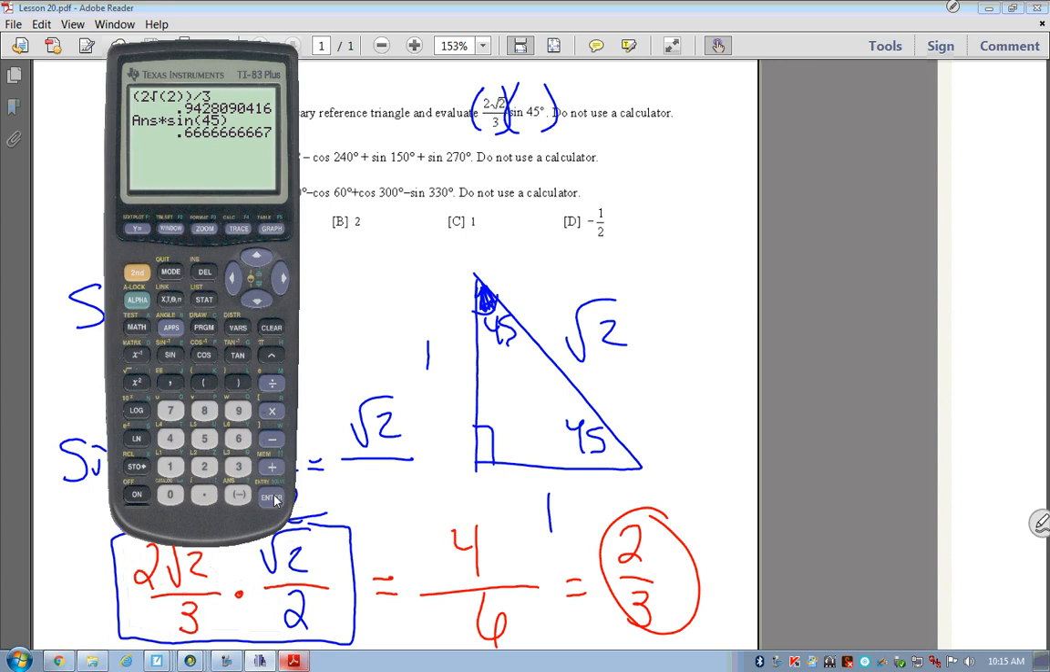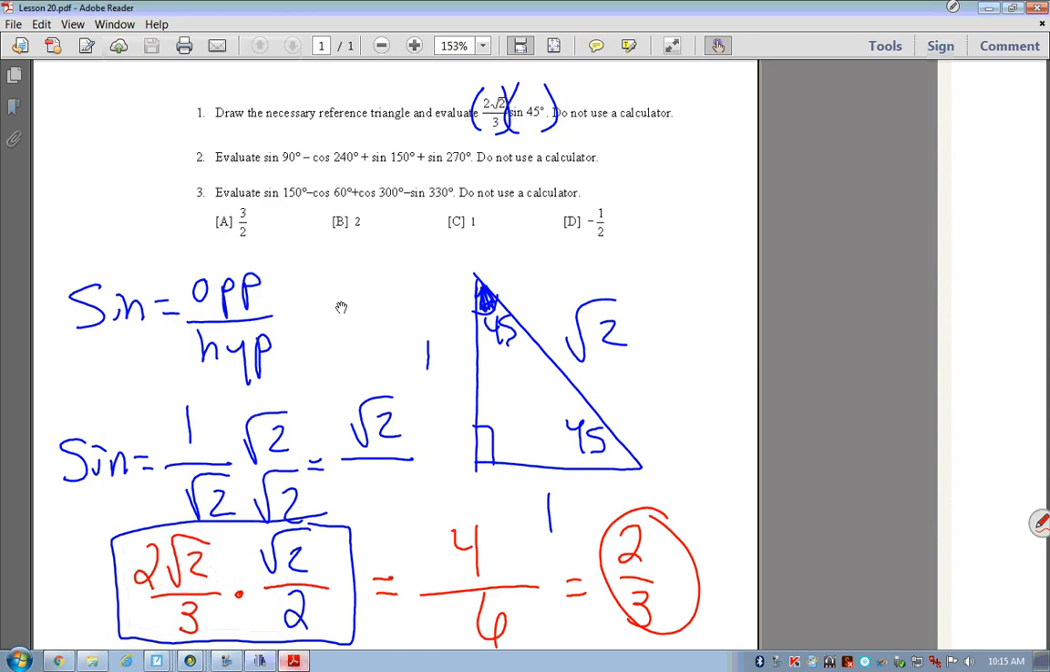2/3 is represented here by 0.6 repeating, but in my graphing calculator, I can hit math, fraction, and I get the 2/3. So can I use a graphing calculator to check my answer? Yes, but if on a test I just wrote 2/3, do you think you're going to get credit for it? No. You need to be able to draw the reference triangle. From the reference triangle, you need to get the ratio. Then you need to show me that you can multiply radicals. Does all that make sense? All right, let's go from there.